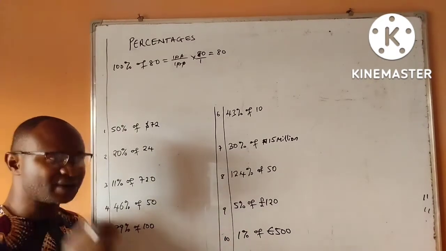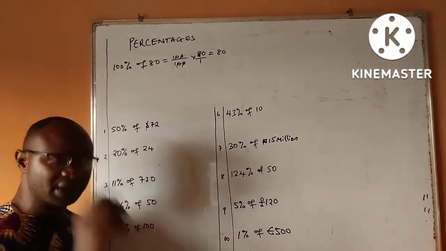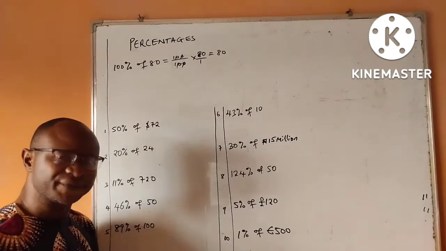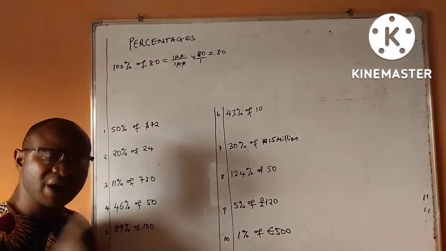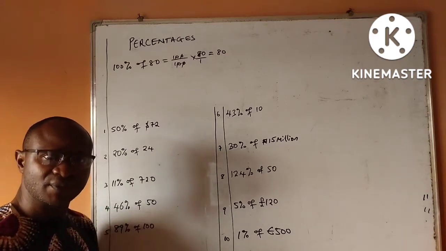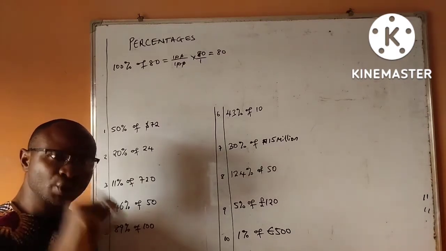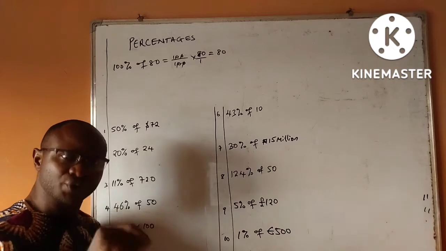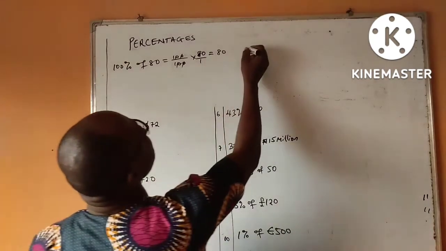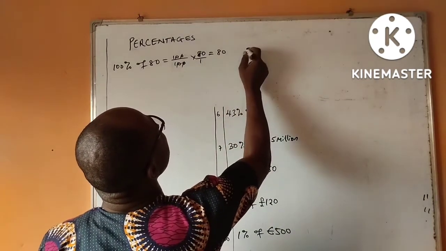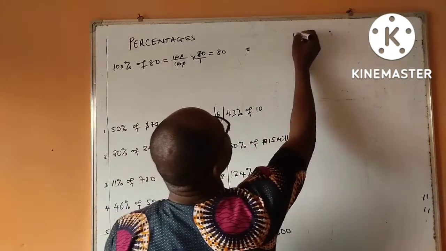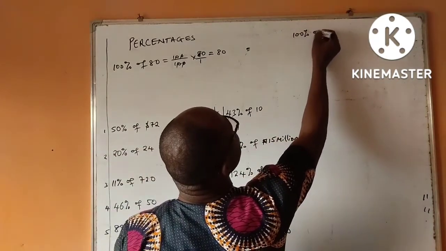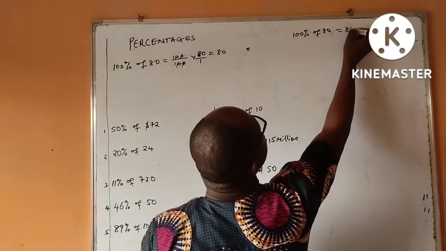100% of any number, 100% of 1 million is 1 million, 100% of 10 is 10, 100% of 1 is 1, 100% of 2 trillion naira is 2 trillion naira. So we write it like that: 100% of 80 is equal to 80.